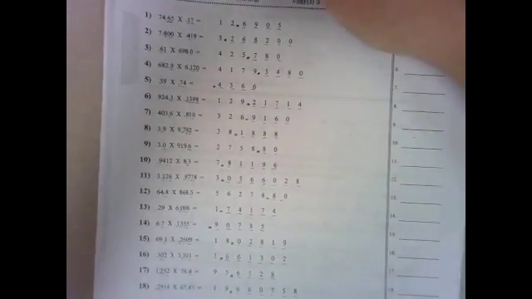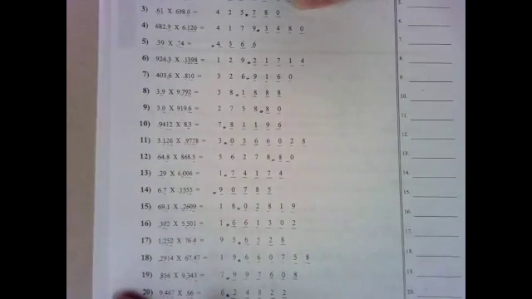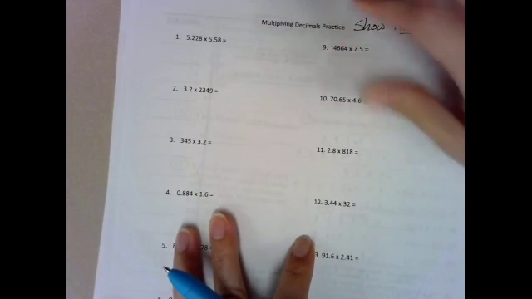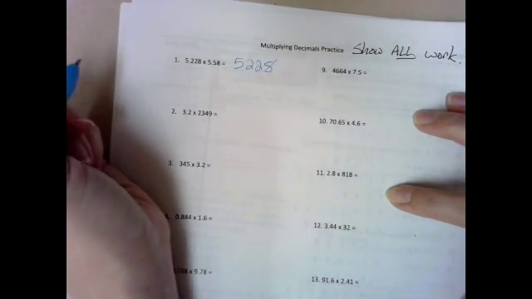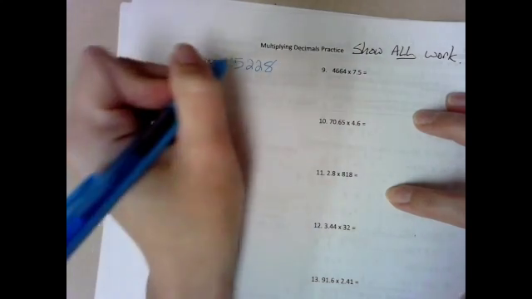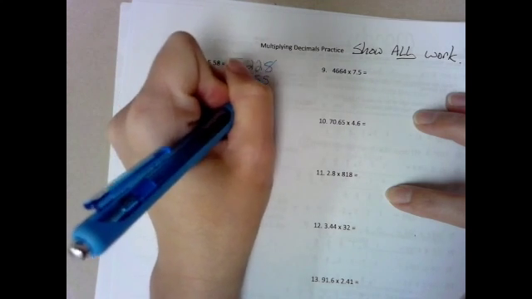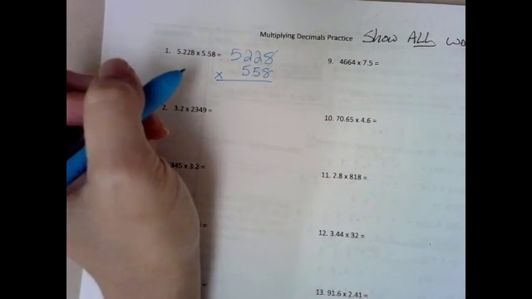And then I'm going to scroll this down so you can see the last couple. And you might need to pause the video again to see the last couple. So the first one, we're going to rewrite 5,228. We're going to ignore the decimal to begin with, times 558. Zoom in some here.